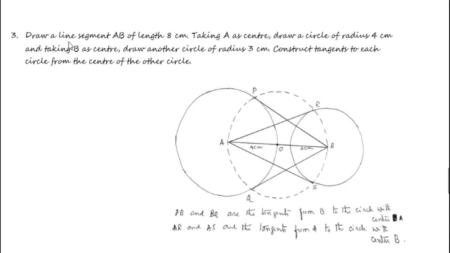Third problem. Draw a line segment AB of length 8 cm. Taking A as the center, draw a circle of radius 4 cm, and taking B as the center, draw another circle of radius 3 cm. First let us draw a line AB. This line AB is 8 cm. Then from A take 4 cm and draw a circle. This is the circle. And then from B take 3 cm and draw one more circle.